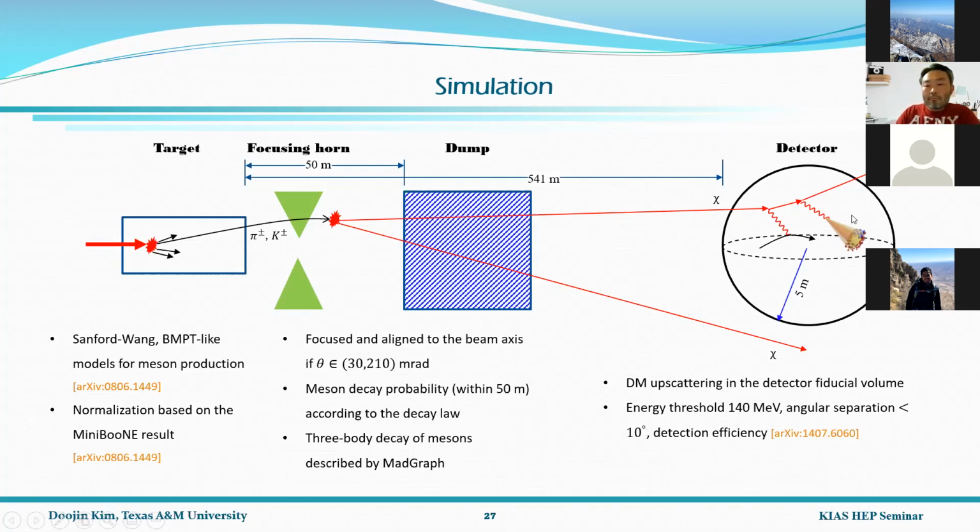We then generate the scattering events using the matrix element for this upscattering process. Finally, we took into account the energy threshold, angular separation criterion, and detector efficiency when identifying the signal events contributing to the excess.